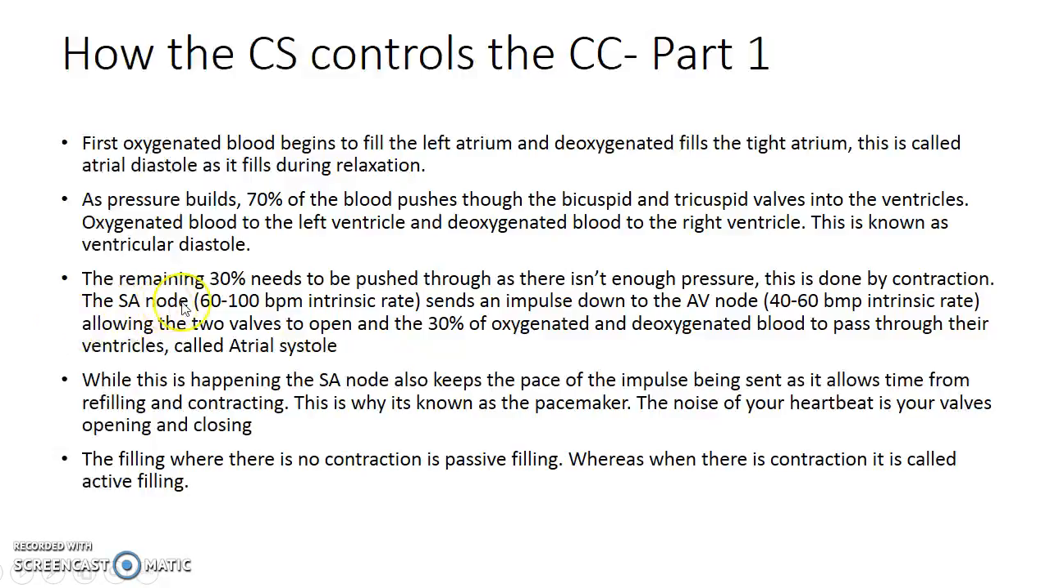The remaining 30% needs to be pushed through as there isn't enough pressure. This is done by contraction, and the SA node sends an impulse to the AV node, which allows the two valves to open, and the rest of the 30% of the oxygenated and deoxygenated blood goes into the ventricles. This is called atrial systole.